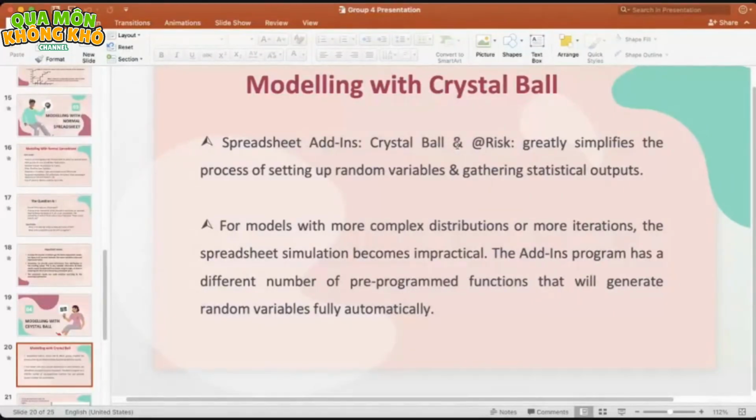in normal Excel, we can only do a small number of steps. But if we want to run about 10,000 or 100,000 times, it's very hard for Excel, but easy to test if we use Risk Solver. And for models with more complex distributions or more iterations, Excel simulation can become impractical. The add-in program has a number of functions that will generate random variables fully automatically.